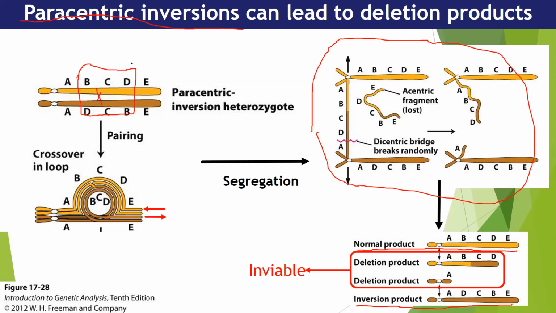But if this is a paracentric inversion, for the inviable gametes, we only see what? Deletions. So here we see something has been deleted, right? So probably those genes are very important to the organism. So deletion will cause a lot of problems, might be fatal. So that's why gametes like this cannot survive. All right.